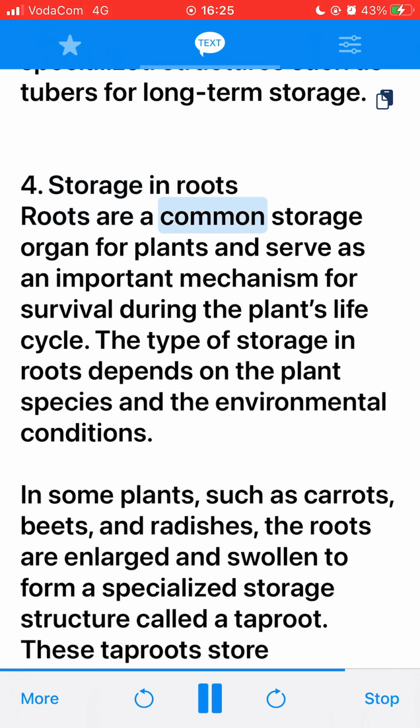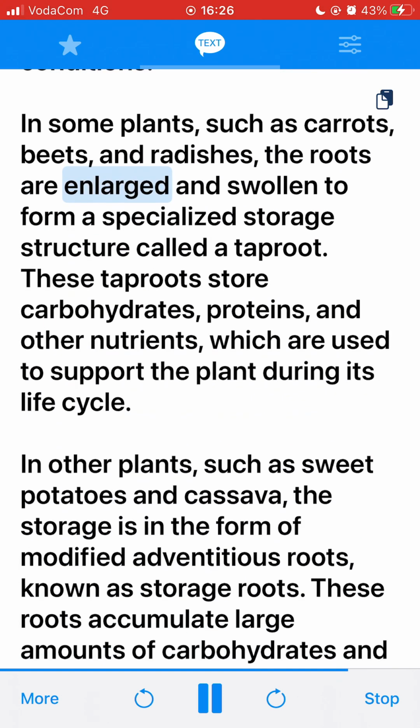4. Storage in roots. Roots are a common storage organ for plants and serve as an important mechanism for survival during the plant's life cycle. The type of storage in roots depends on the plant species and the environmental conditions. In some plants, such as carrots, beets, and radishes, the roots are enlarged and swollen to form a specialized storage structure called a taproot.